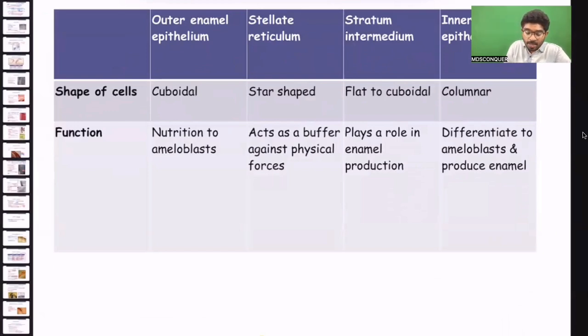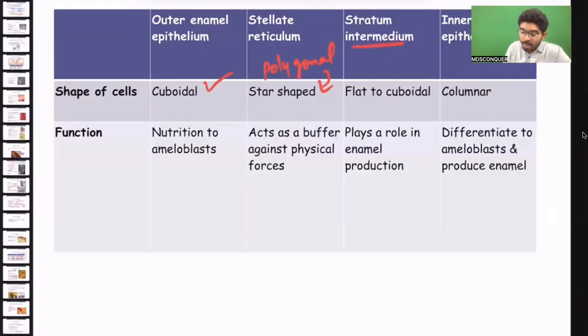What shape is the outer enamel epithelium? Previously done, it is cuboidal. Can you tell me, during the initial phases, what shape is the stellate reticulum? During the initial phases, the stellate reticulum is polygonal, but after osmotic difference it becomes star shaped. Normally, if they ask the stellate reticulum shape, it is star shape.